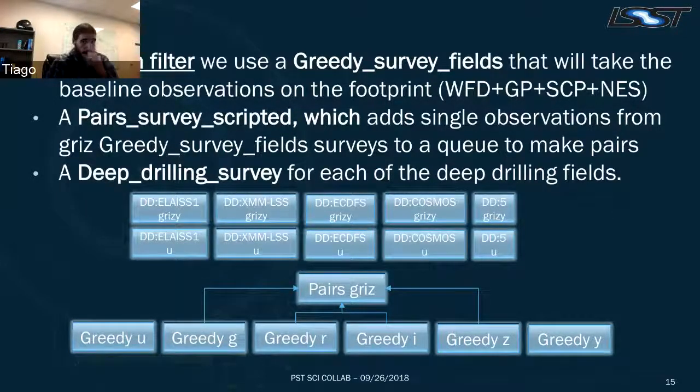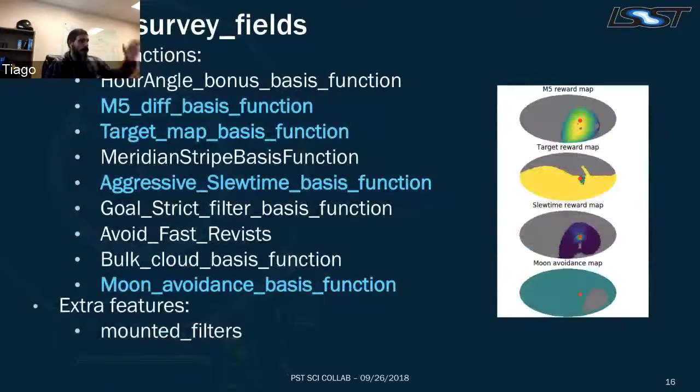So let's take a look at how we configure the greedy survey fields. The greedy survey fields that we are using for the baseline right now are a combination of basis functions. Again, each basis function will provide a reward map. The survey will get each of those rewards and provide a final reward map. So I'm highlighting here those maps shown in the image on the right: the M5, the target, the slew time, and the moon avoidance region. You see that the slew time is called aggressive because I changed it a little bit to be closer to what's in the proposal-based scheduler and named it aggressive.